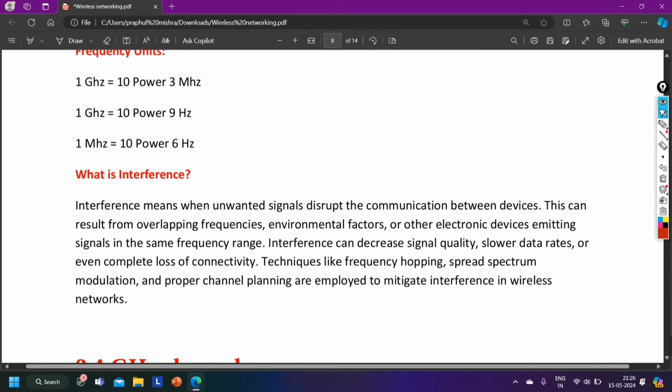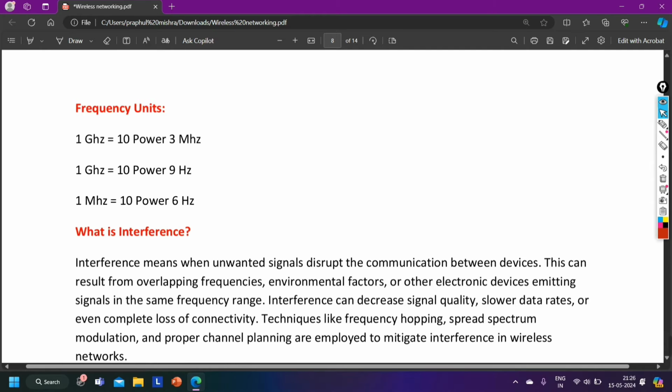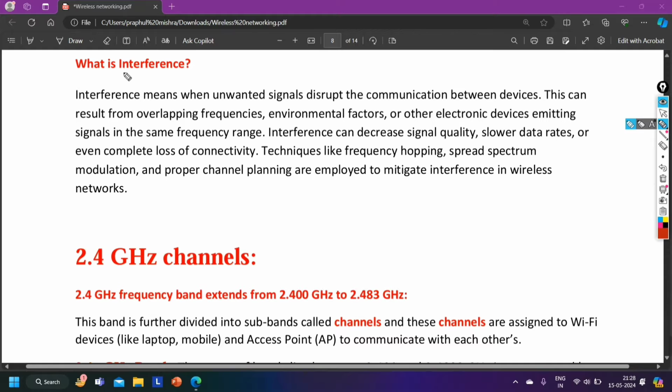Before discussing the channel, let me discuss what interference is. Guys, interference means what? Disturbing, right? In a single word you can say disturb. So here you can read: interference means when an unwanted signal disrupts the communication between devices. Unwanted signal means not my signal, not the genuine signal. If any unwanted signal is disturbing the communication, that is known as interference.